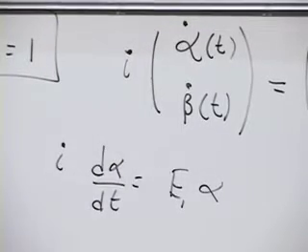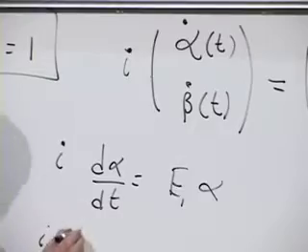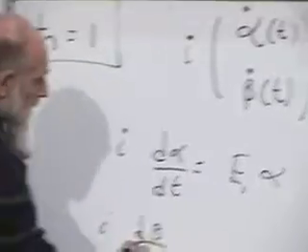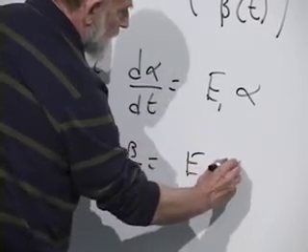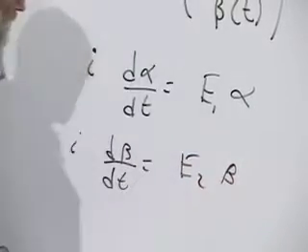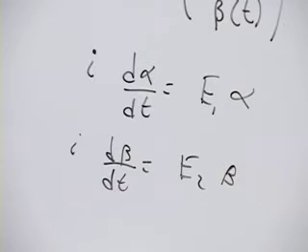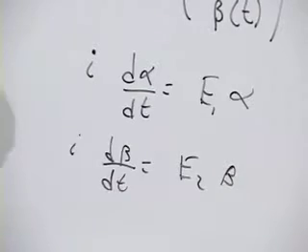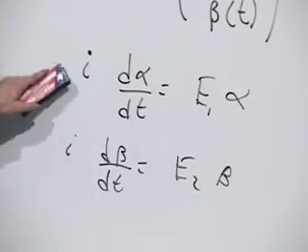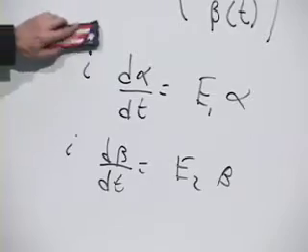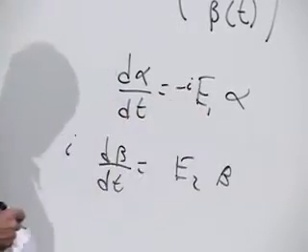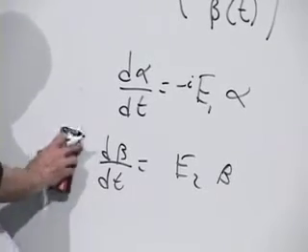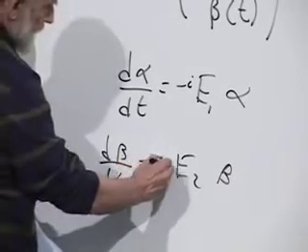And the lower equation is very similar. i times d beta by dt is equal to E2 times beta. I think maybe it would be a little easier and more recognizable if I multiply by minus i. Then it would get rid of the i over here and put a minus i over here. And we get rid of the i over here and put a minus i over here.